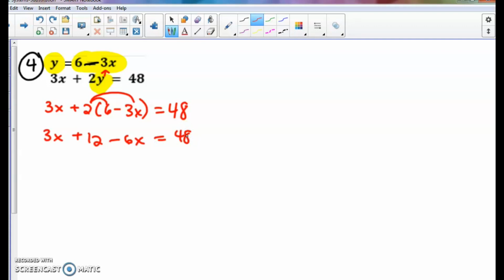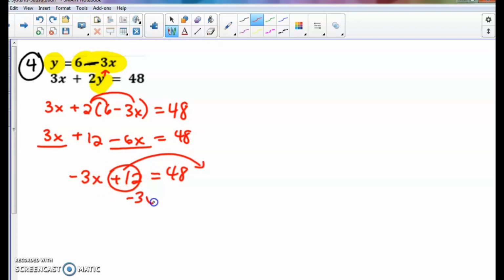Next step is to combine our like terms. So we have 3x minus 6x here on the left side, so that'll give us a negative 3x. Drop down our plus 12 equals 48. Now to solve for x, we're going to have to transpose our plus 12 to the other side, make it a minus 12, so we end up with negative 3x equals 48 minus 12. 48 minus 12 is 36.